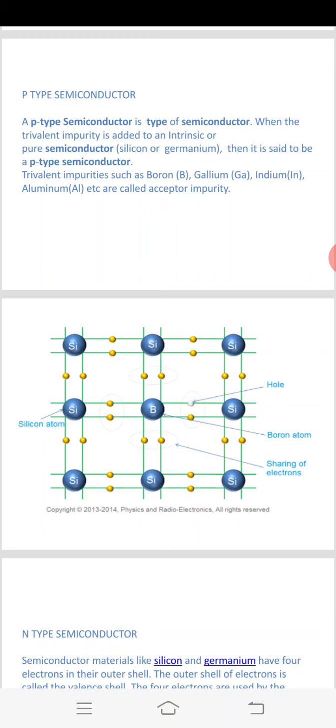When more trivalent impurities are added to the pure silicon semiconductor, the number of holes increases. Again, adding more impurities increases the number of holes. So trivalent impurities give holes, which we represent by a positive sign. P type semiconductor materials have holes as the majority charge carrier.